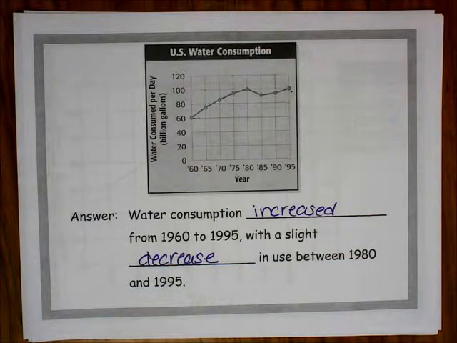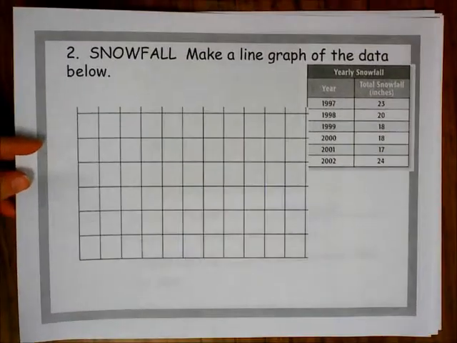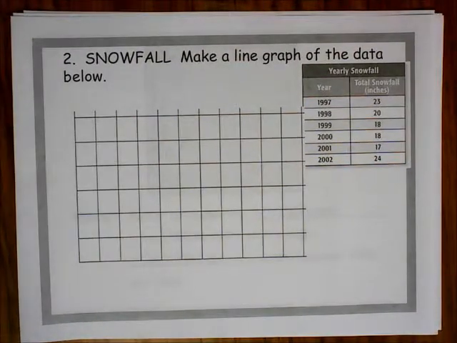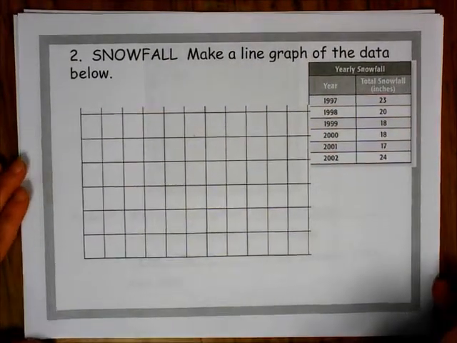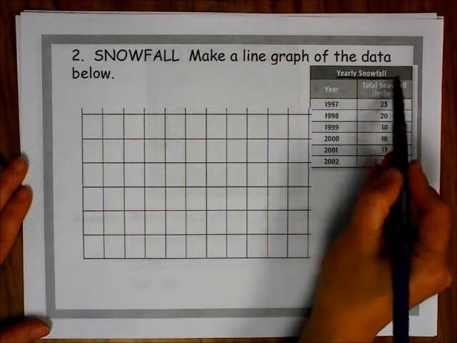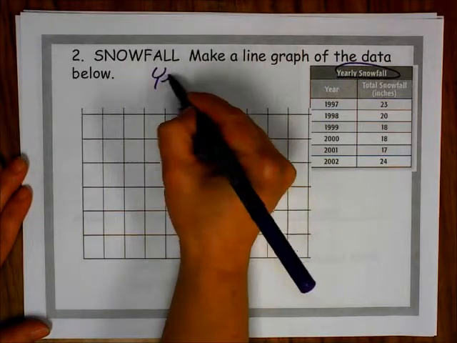Now let's look at question number 2. I'm given a table with data for yearly snowfall. It gives me the years and it gives me the total amount of snowfall in inches. So we need to start with the title. So we need to figure out what our graph is going to be talking about, and it is yearly snowfall.